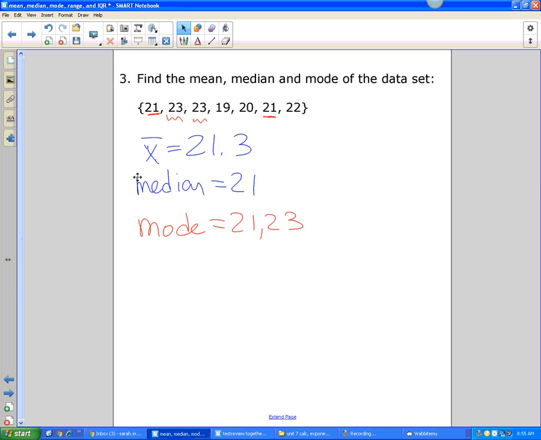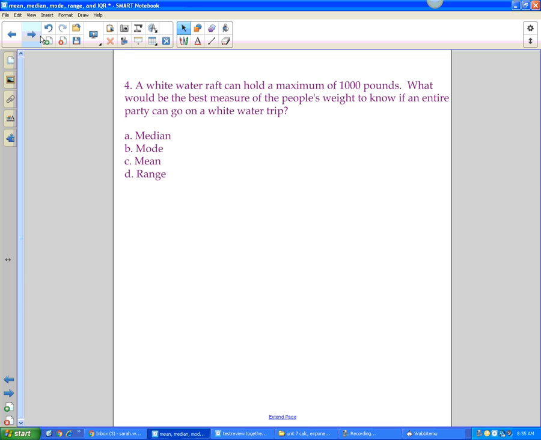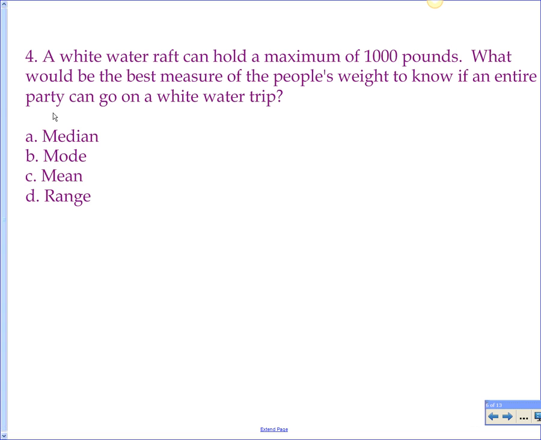Questions? Okay. Number 4. A whitewater raft can hold a maximum of 1,000 pounds. What would be the best measure of the people's weight to know if an entire party can go on a whitewater trip? Okay. So what's happening in this word problem? What do we want to know? Okay, so Dylan said we want to know everyone's weight added up because the raft can only hold a maximum of 1,000 pounds.